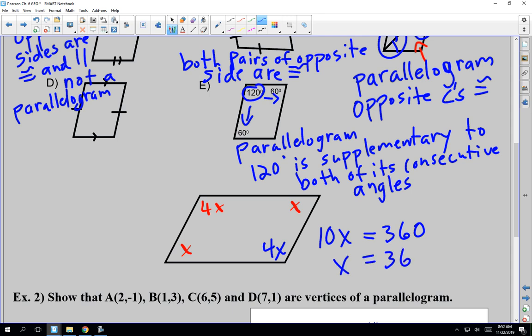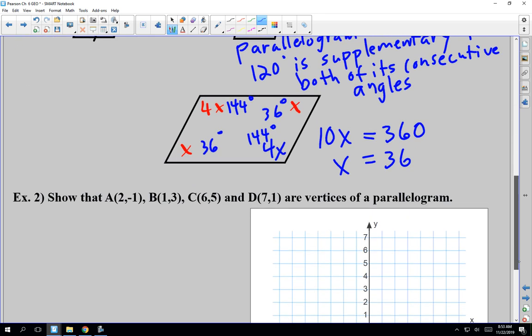So if x is 36, we get a 36-degree angle here, a 36-degree angle here, and 144-degree angles here and here. And opposite angles congruent gives us a parallelogram.